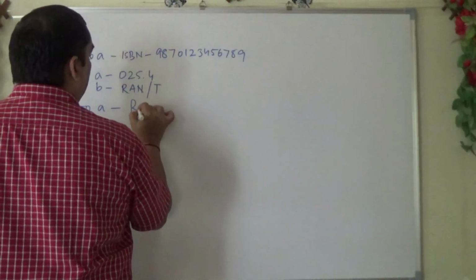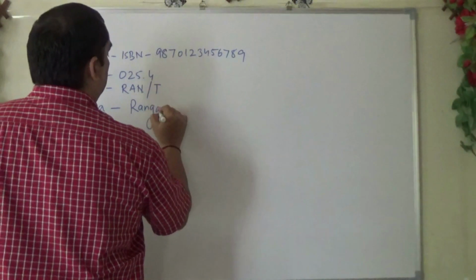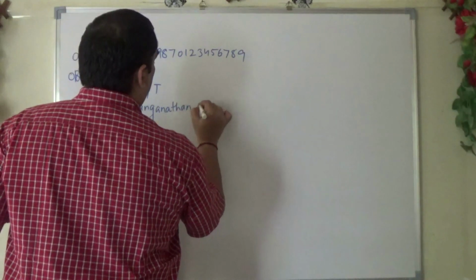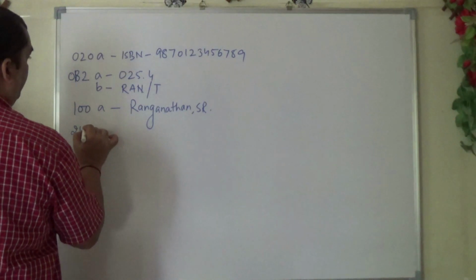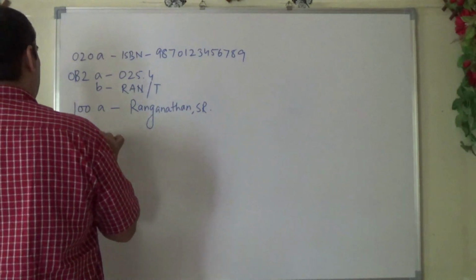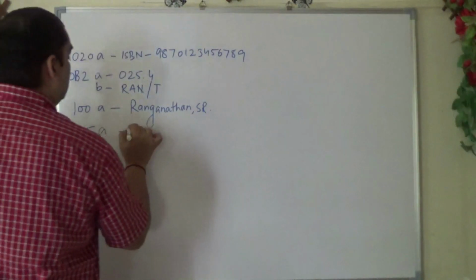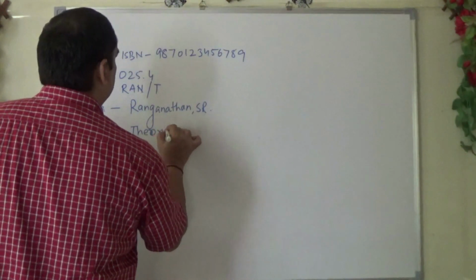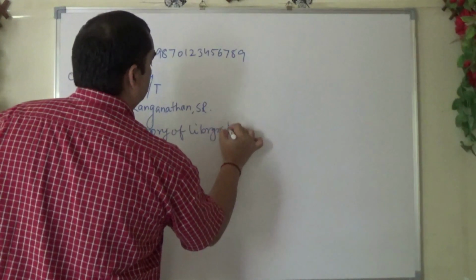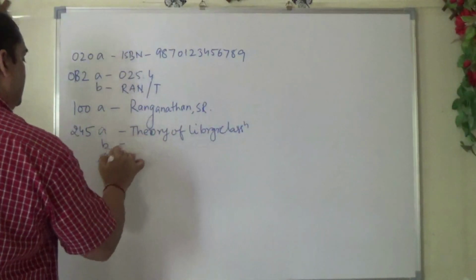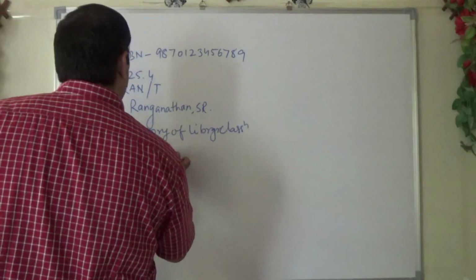This is the author name, and my author name is Ranganathan, S.R. I have written like this. Then 245A, this is my title. B is the subsequent subtitle. So the title is Theory of Library Classification, and there is no subtitle, so I leave it. And the statement of responsibility, S.R. Ranganathan.